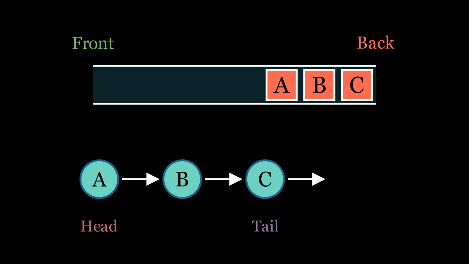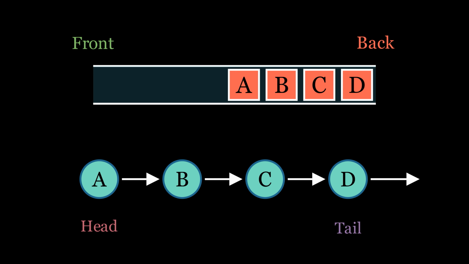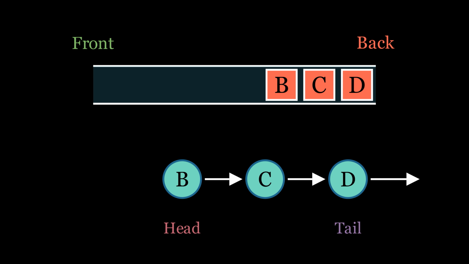In a linked list implementation of a queue, inserting elements at the back of the queue, known as enqueue, involves adding to the end of the list. This operation is performed in constant time. Conversely, removing elements from the front of the queue, known as dequeue, involves deleting from the head node of the list, which is also a constant time operation.